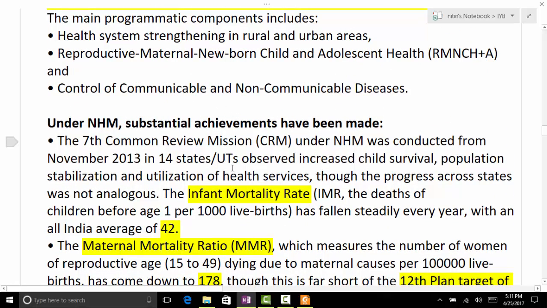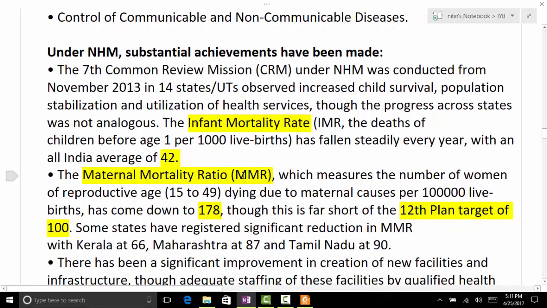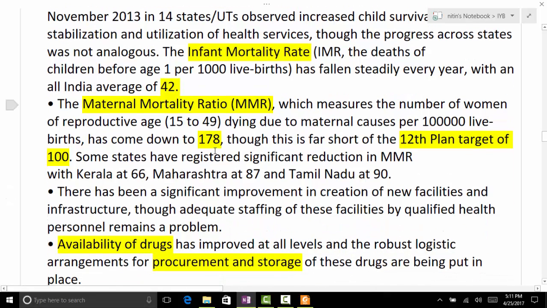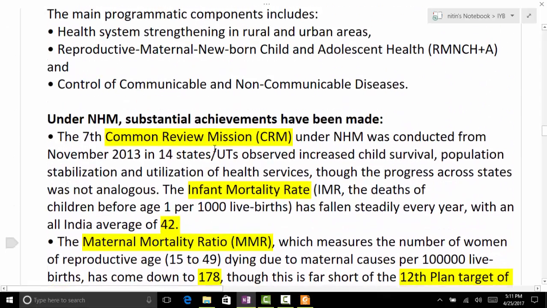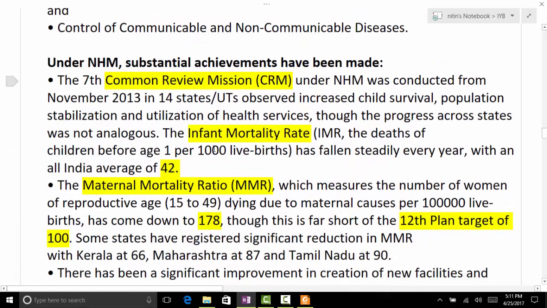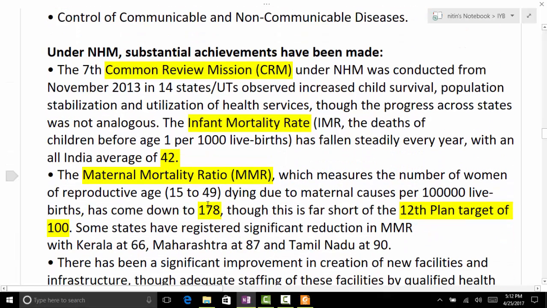Then it says that under NHM, certain achievements have been made. IMR, average 42, that India has achieved by 2013 according to the Common Review Mission under NHM. So by 2013 data we have an IMR of about 42. MMR 178. Sir, the recent data is lower for MMR. No, this is 2013 data. It is around 114, 110 to 114. Check that again.